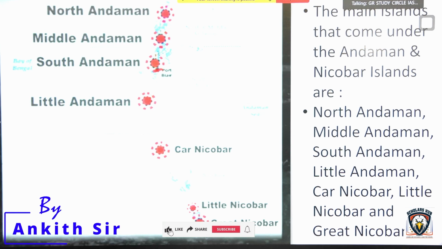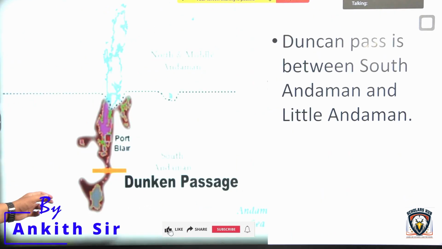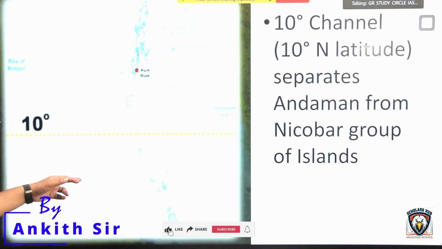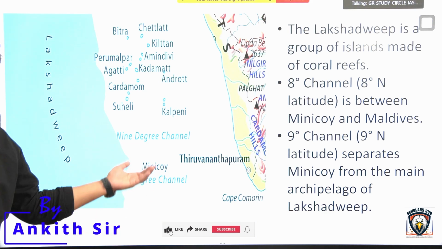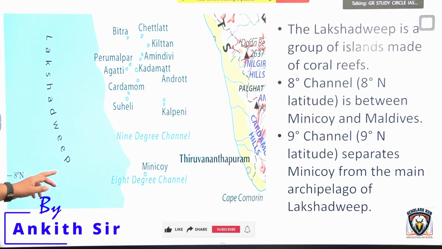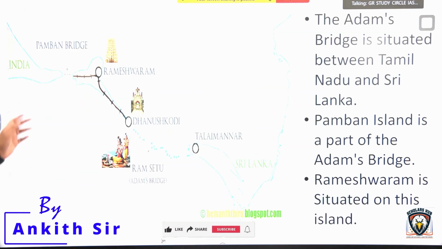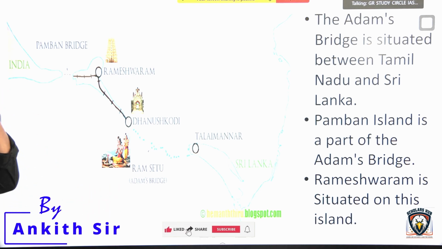So we have North Andaman, Middle Andaman, South Andaman, Little Andaman, and Great Nicobar. Indira Point is the southernmost point. Then you have the Lakshadweep Islands, close to the Maldives, and they are separated by the 8-degree channel. You know this. Palk Strait separates Sri Lanka and India. And here you have a bridge connecting India and Sri Lanka, called Ram Setu or Adam's Bridge. So Pamban Island is between India and Sri Lanka.